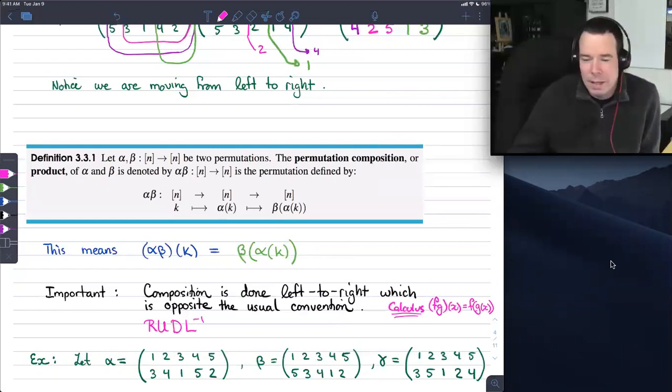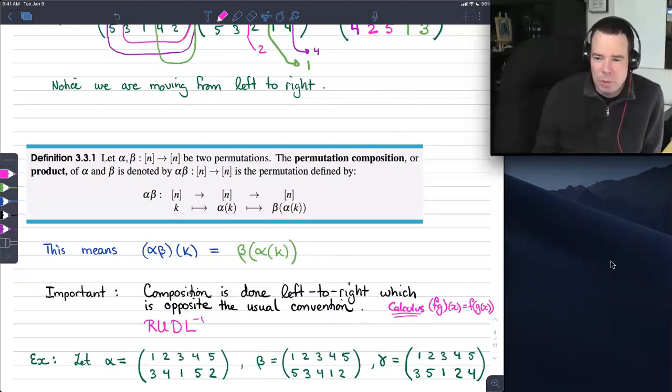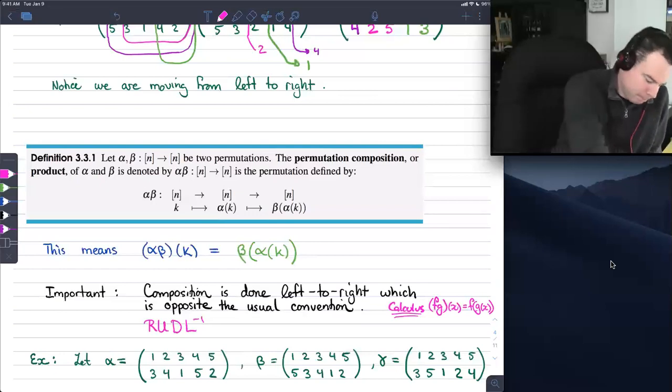And this is a natural way to do permutation compositions. It's how permutation composition is encoded in Sage Math. So it's done in this way, left to right. Everything's going to be consistent in this course in that way.